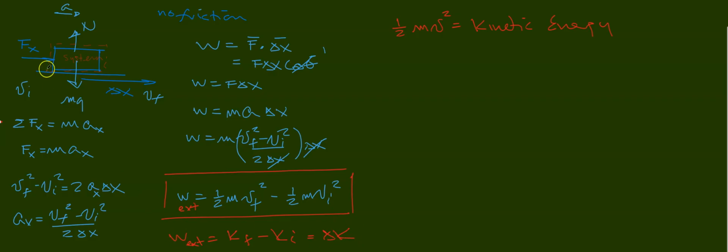Notice that if the work is positive, like in this case where the force and the displacement are parallel, then the kinetic energy increases. If you have negative work, for instance if the object is moving to the right but the force is going to the left, this will decelerate the system. That will be negative work, and it creates a negative change in the kinetic energy. If the work is 0, then the kinetic energy doesn't change.